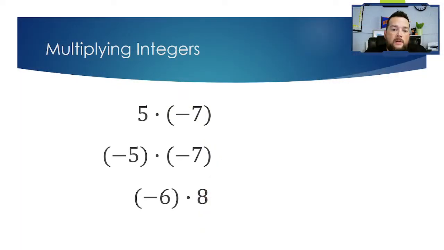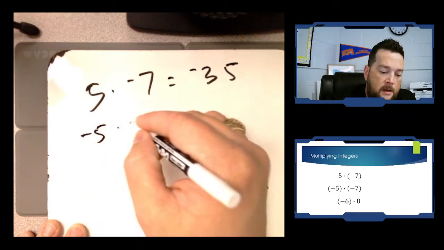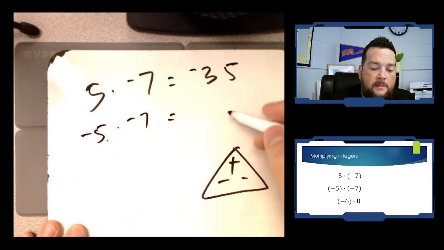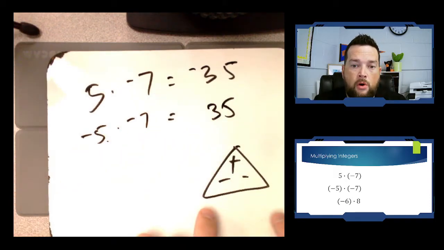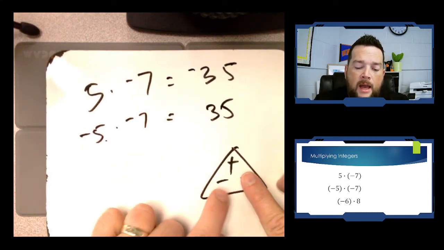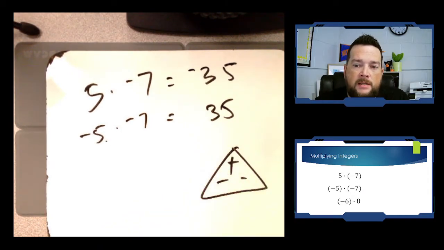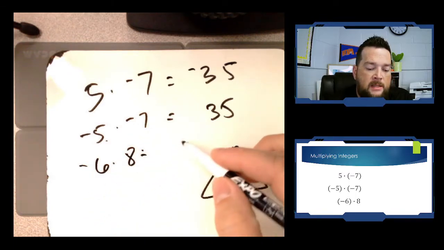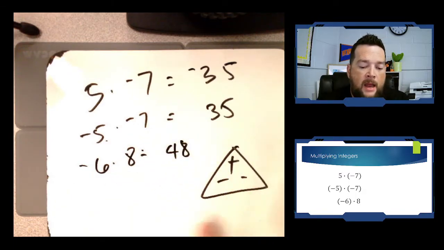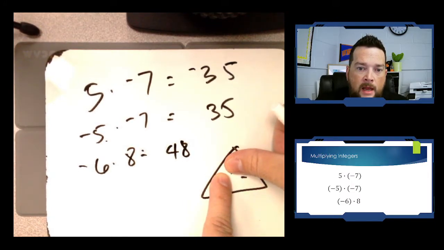All right, and then we next have negative 5 times negative 7. Again, 5 times 7 is 35. But now we have 2 negatives being multiplied times each other. So we'll go to our handy-dandy little tool. Negative times a negative is a positive. And so that's our answer, positive 35. And then finally, we've got negative 6 times 8. 6 times 8 is 48. And a negative times a positive is a negative.